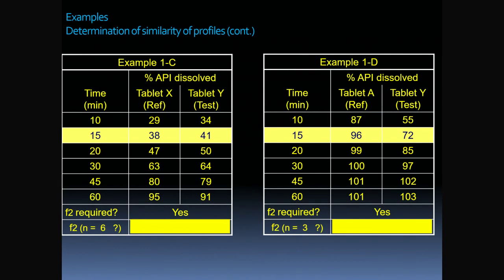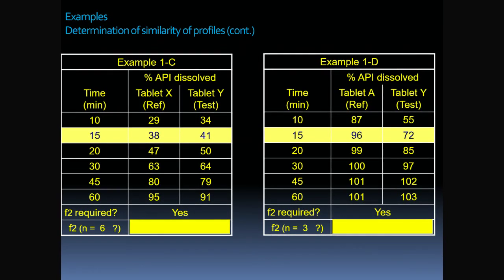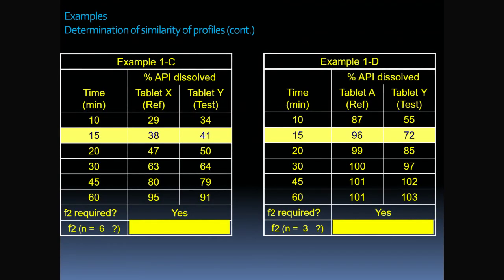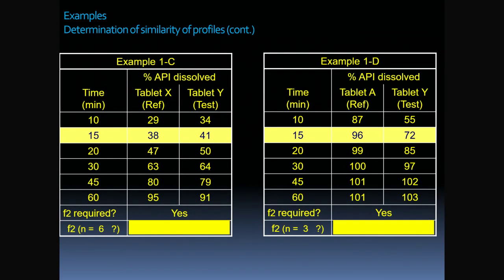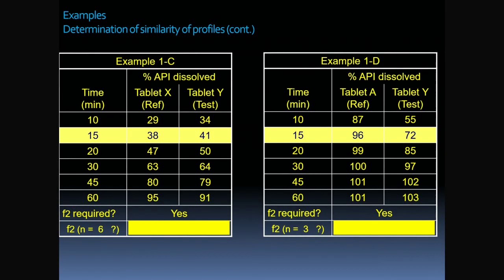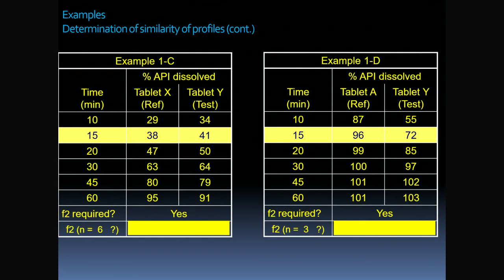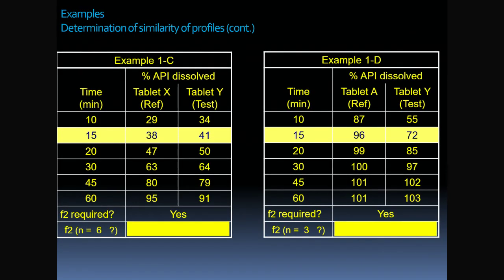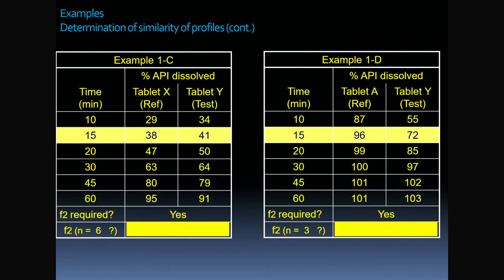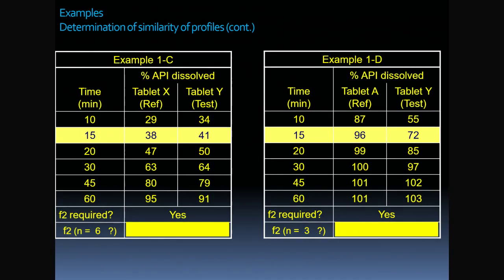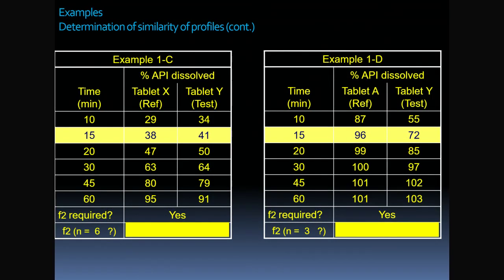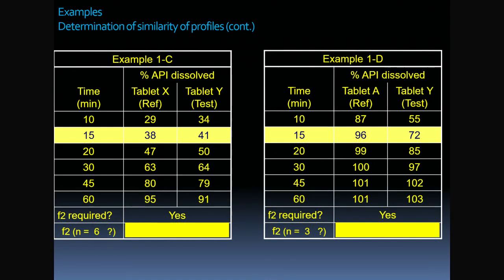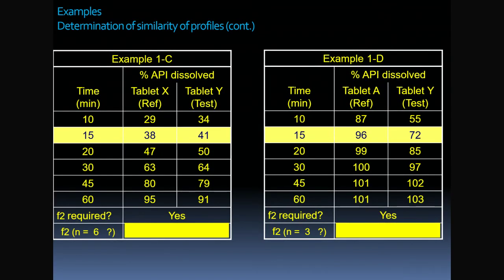Contrast this with example 1d, where tablet A flashes into solution almost immediately, but tablet Y only hits the 85% mark at 20 minutes. Since we stop counting once both values exceed 85%, n is mathematically restricted to 3. Why would including the data points from 30 to 60 minutes in example 1d artificially mask the significant kinetic differences observed during the initial 20 minutes?